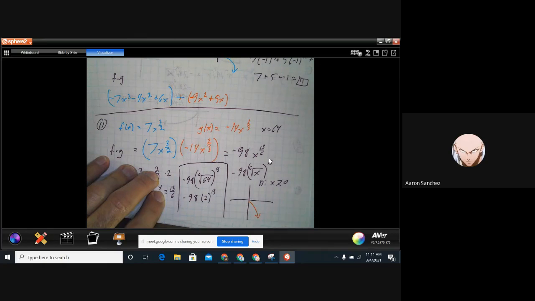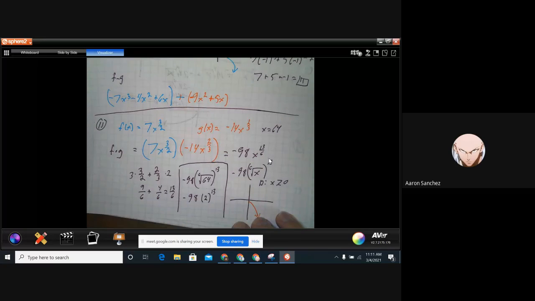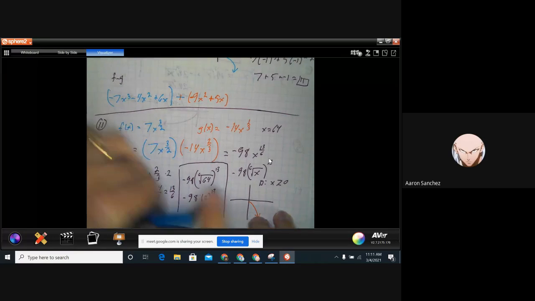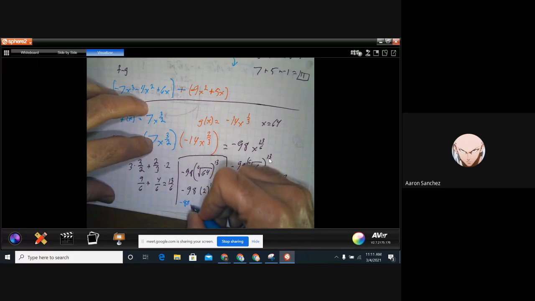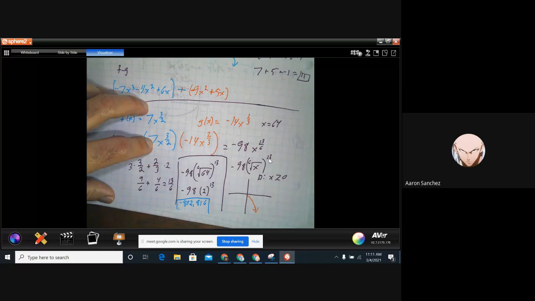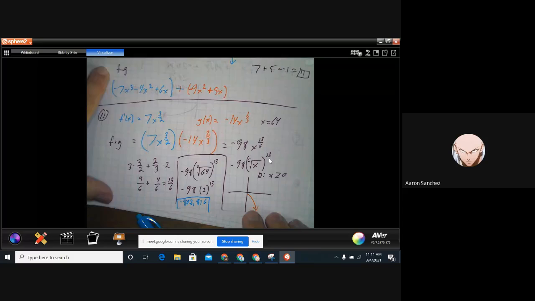Now, what the heck is 2 to the 13th power? I'm going to use a calculator for that. 2 to the 13th power is 8,192, times negative 98 is, holy moly. Final answer, plugging in 64: negative 802,816. That's 11. That's just one part of 11.